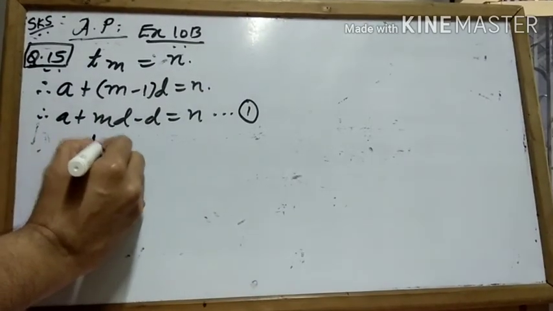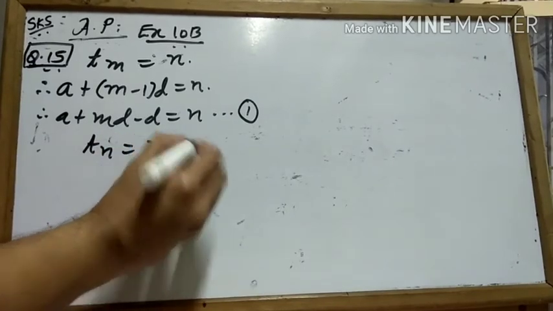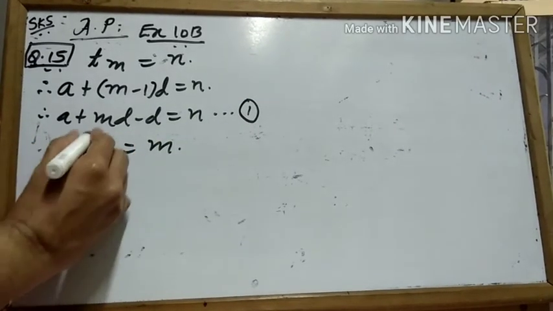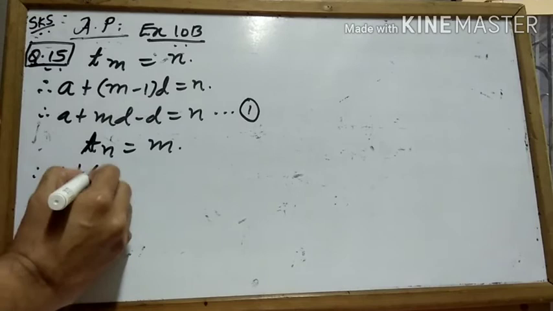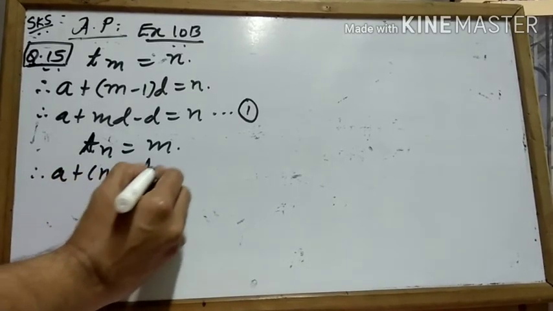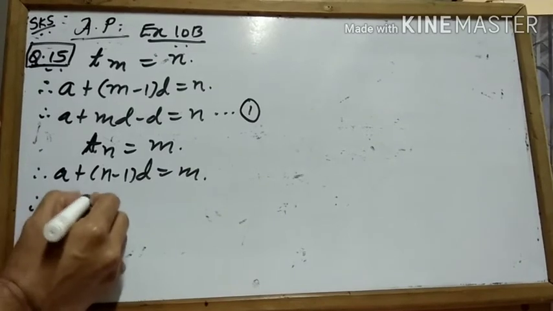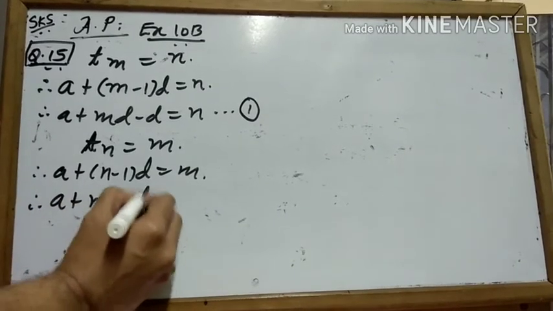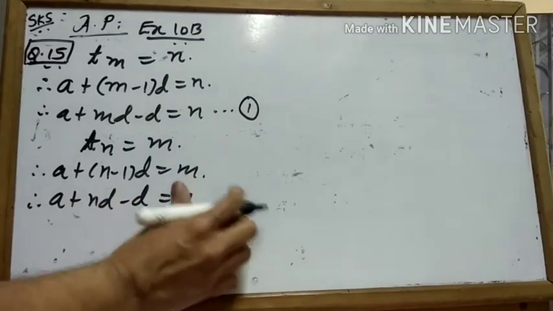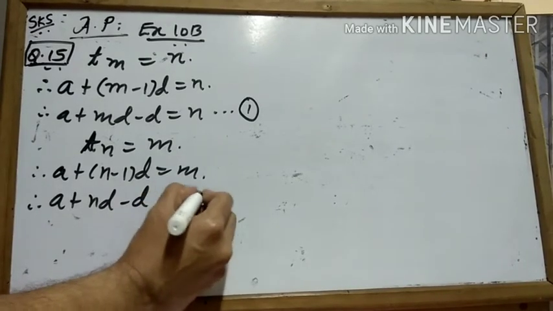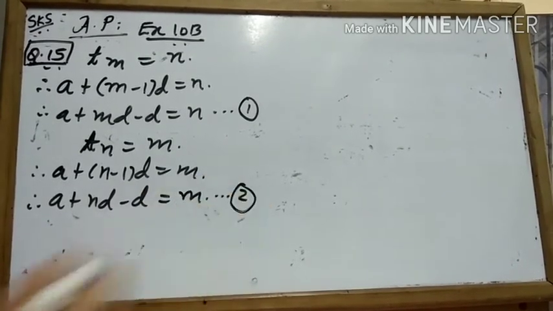Second condition they have given us: Tn is equal to m. So Tn formula we know, a plus n minus 1 into d equals m. I'll open up the bracket. This is a plus nd minus d, which is equal to m. This is my second equation.